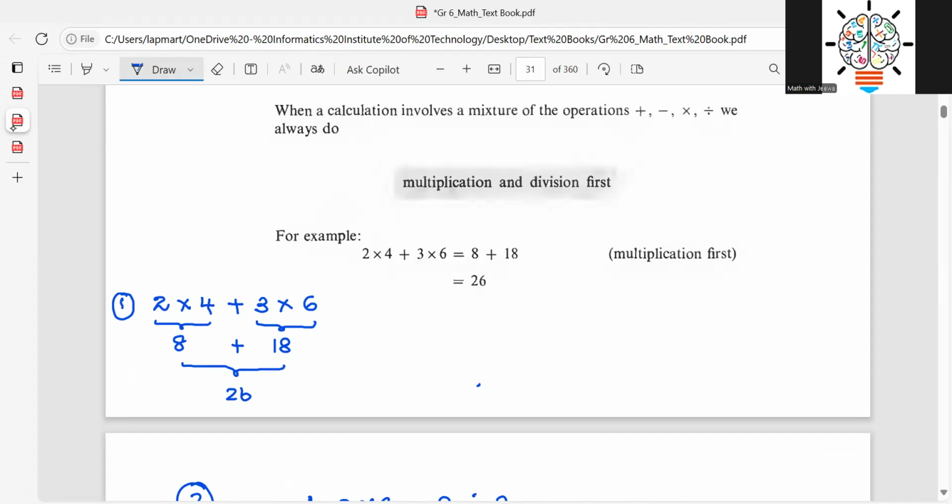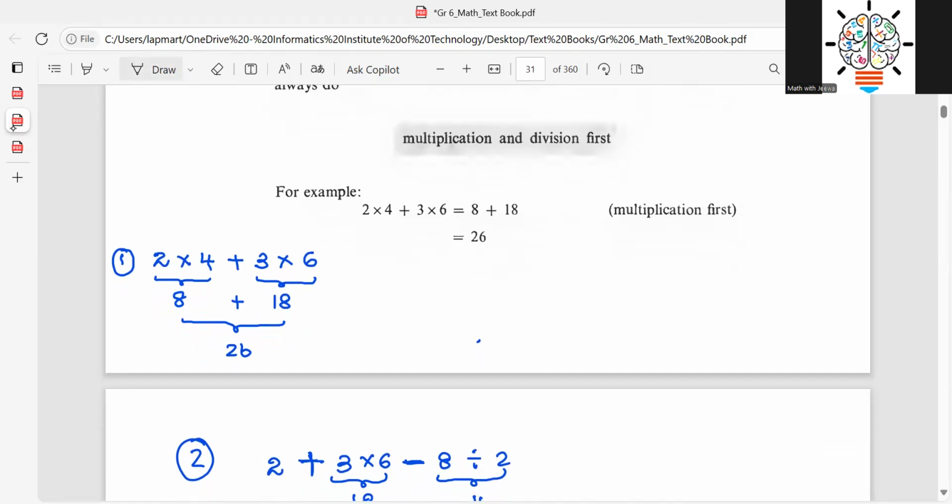You can use brackets like this and show the steps. So this is very clear. Anyone can understand what you have done. First you have multiplied 2 times 4 and 3 times 6, and then you have added. So that is the first example. Now I will take the second example. You just see the second example.